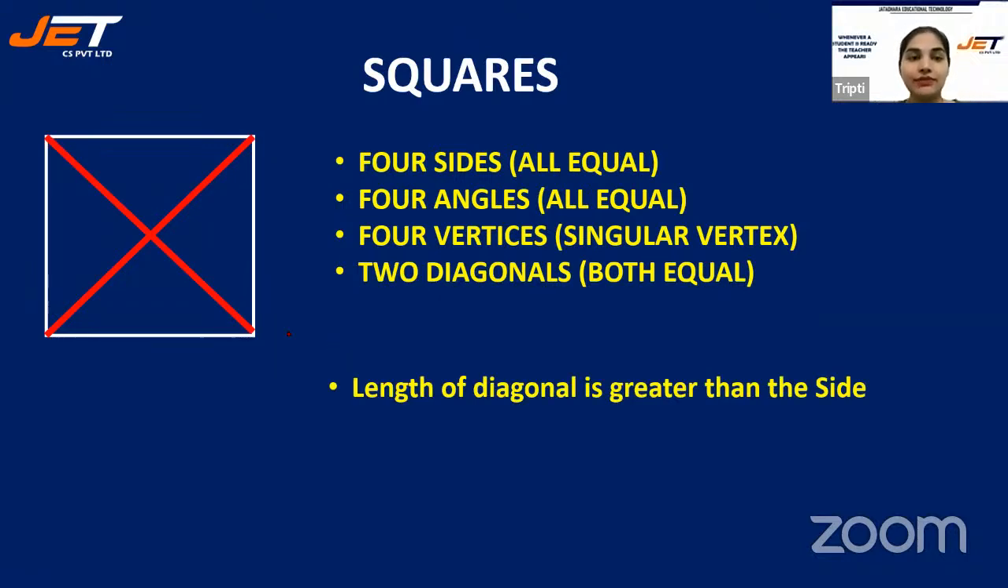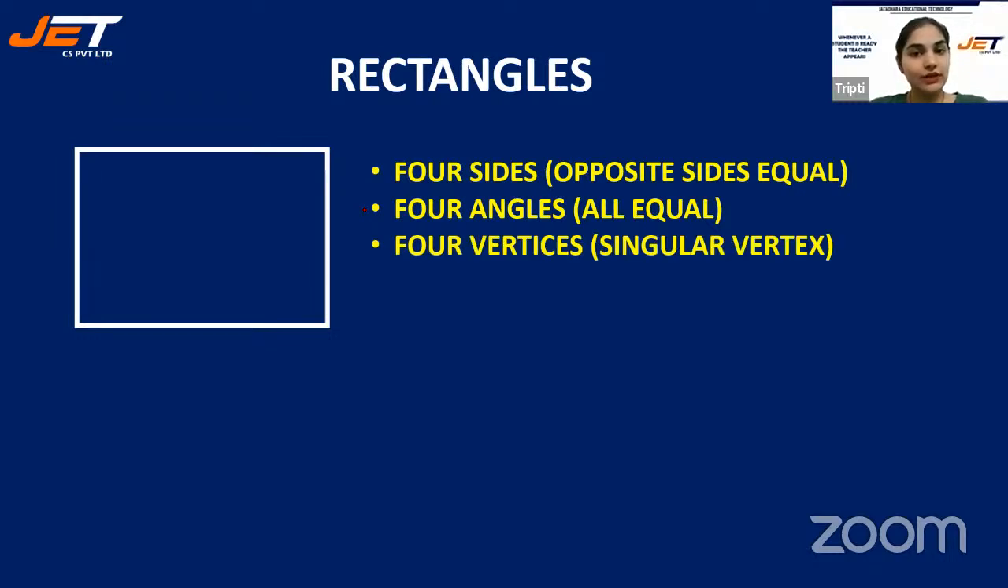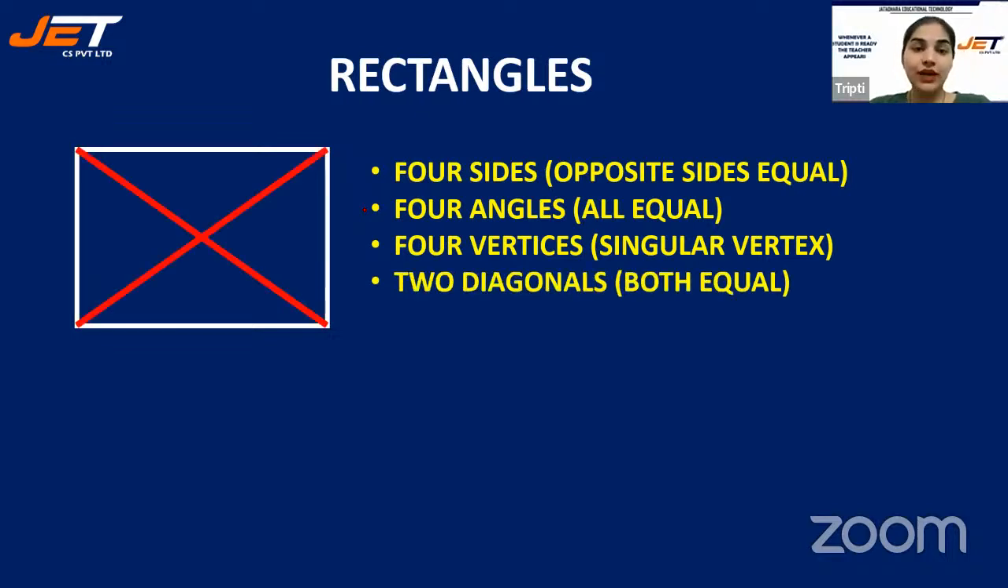And the length of the diagonal, if I just bring this line out and show you, see, the length of the diagonal is greater than the side. The length of the diagonals is greater than the side. Now this is a rectangle, it has four sides and opposite sides are equal. Four angles, all angles are equal. Four vertices, and in singular form we say it vertex or corner. Two diagonals, both are equal.